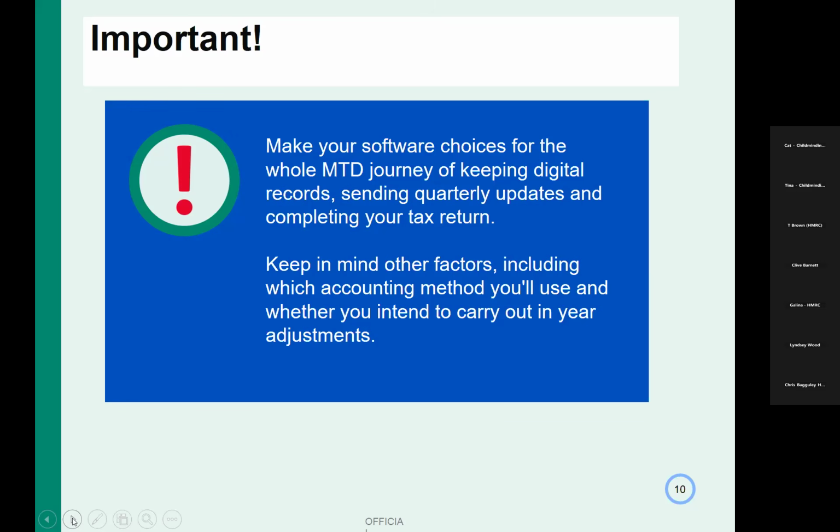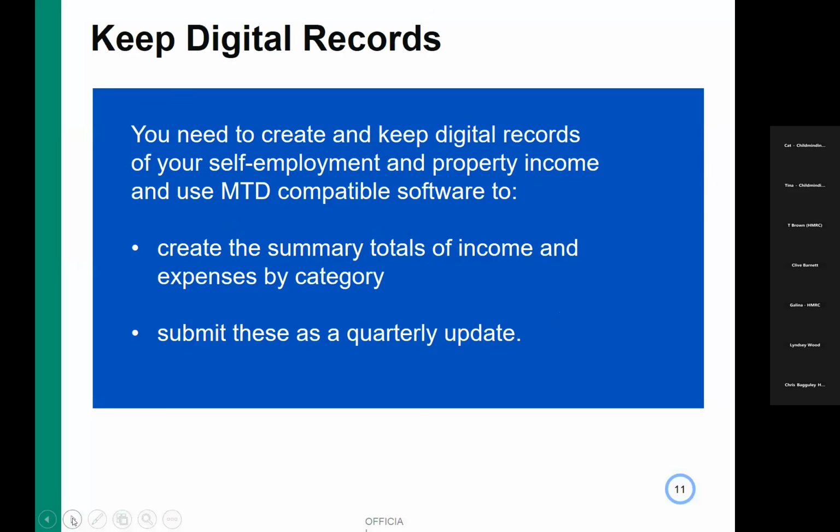Okay, so software first then, and then why do we use software? Well, we set out all the things the software can do, but the very essence of what it can do is keep digital records. I always keenly emphasize that everything else really flows from this fundamental change, which is that you are required to create and keep digital records of your self-employment and property income using MTD compatible software. It will have the capability then to create summary totals of your income and expenses by category, and to submit these as a quarterly update, and so on.